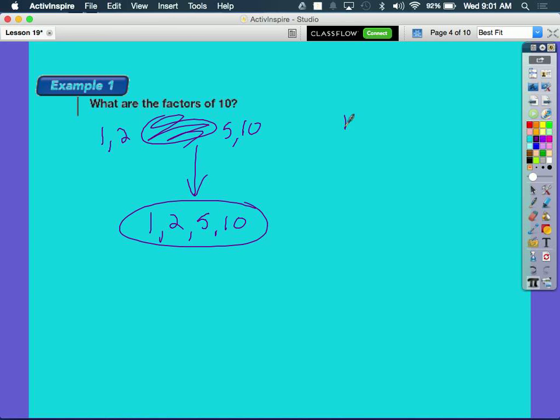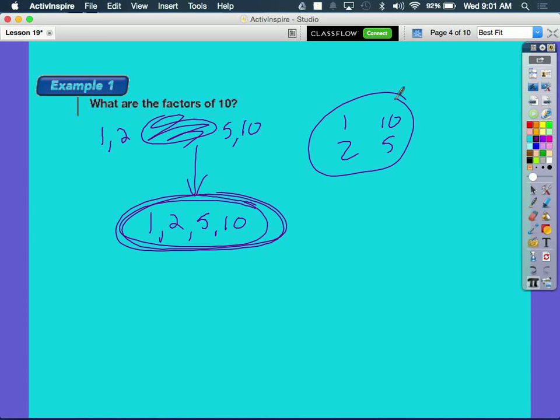Now some of you might want to go 1 and 10, 2 and 5. 3 doesn't work, 4 doesn't work. So then I want you to write out like this after you do this part. Okay? So we're just going to find all the numbers that go into it. And once these two numbers get really close, and we go in between them and there's no numbers that work, then we know we're done.